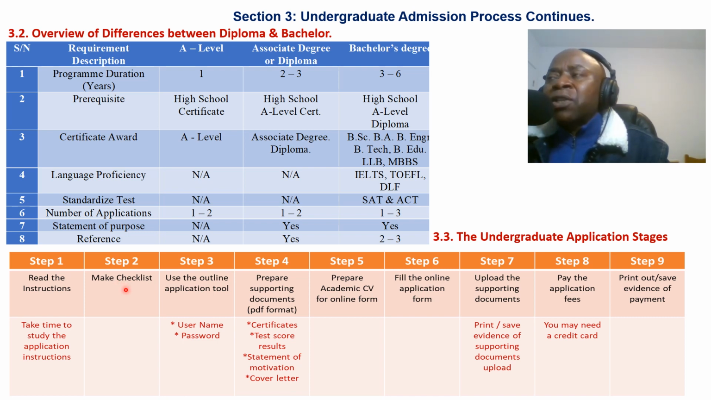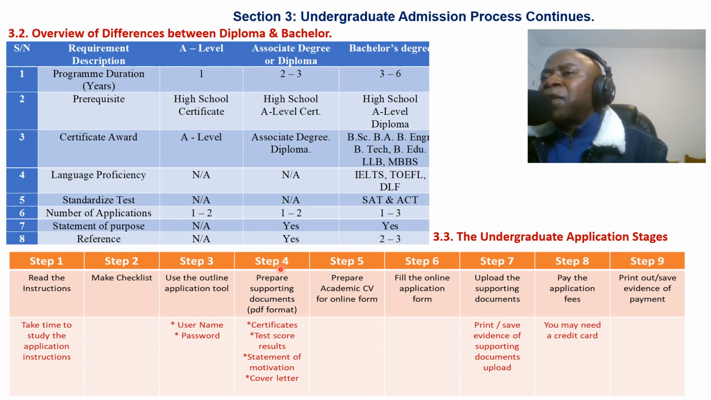So as you are reading it, prepare the checklist by yourself. Then thereafter, you use the online application to open an account with the university. So you have your username and password. When you are done with that, you move to step number 4.